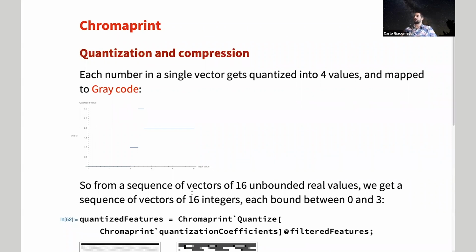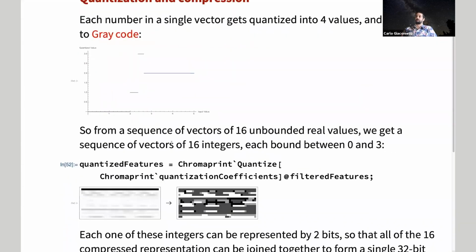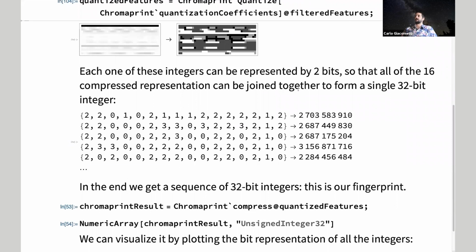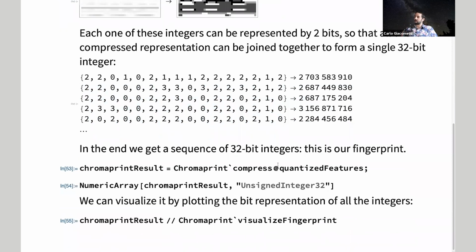So from a sequence of vectors of 16 real numbers, we get a sequence of vectors of 16 integers, each bound between 0 and 3. So we can compute those. These real numbers get transformed into quantized numbers between 0 and 3. And as I said before, each of these integers can be represented by just 2 bits. So all of the 16 compressed representations can be joined together to produce a single 32-bit integer. For example, this vector of 16 integers from 0 to 3 gets compressed into a single 32-bit unsigned integer. So in the end, we get a sequence of 32-bit integers.